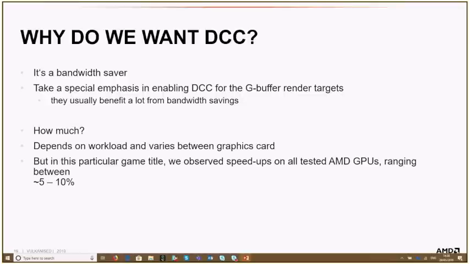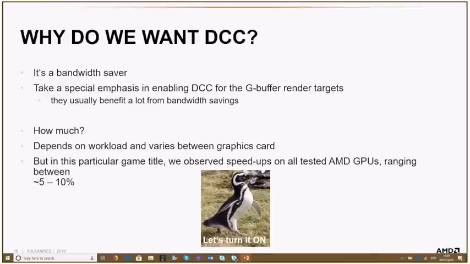So how much? Well, for this game title, we observed speed-ups on all tested AMD cards, ranging between 5 to 10%. But of course, it really varies. It depends on the workload. It also depends on the graphics card, but for this game title it was quite beneficial, so it was really a nice game to get DCC enabled. So this should be quite convincing, right?